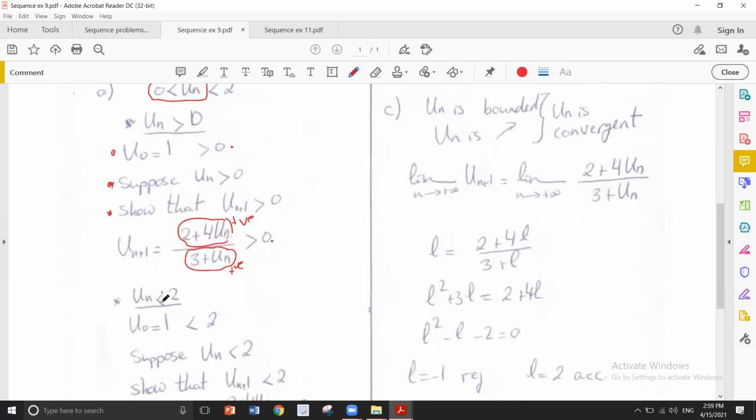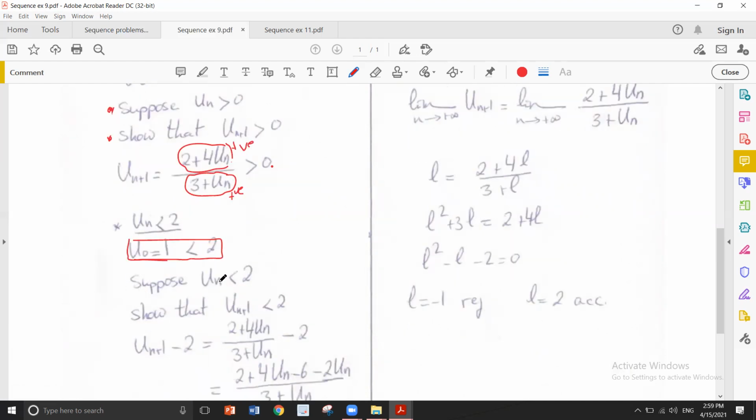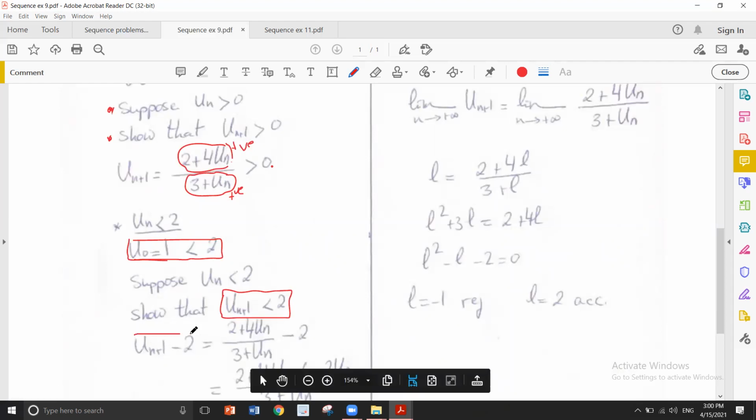Now, to prove u n less than 2, we do it by induction. I have u0 equal 1, which is less than 2. Suppose u n less than 2. We are going to show that u n plus 1 is less than 2. So I take the difference u n plus 1 minus 2.